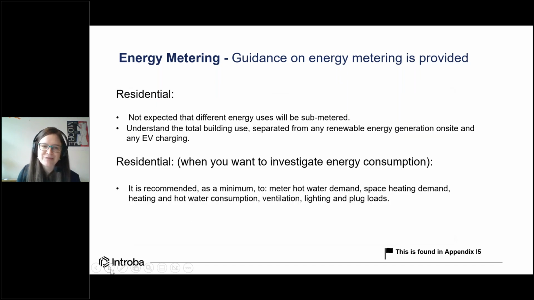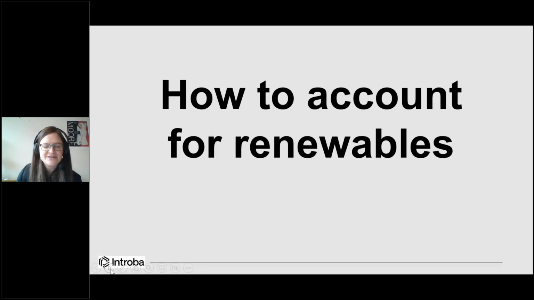For residential, we don't expect the different energy uses to be sub-metered. We just need to understand the total building use, separated from any renewable energy generation and EV charging. If you specifically want to investigate energy consumption in more detail, and I'm particularly interested in that because I'm a bit of an energy geek, then you can meter your energy sub-uses, and it provides guidance on that as well. So how do we account for renewables?